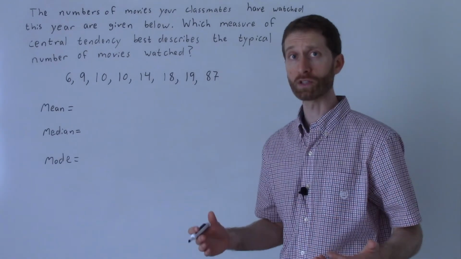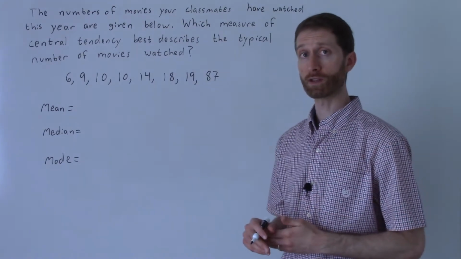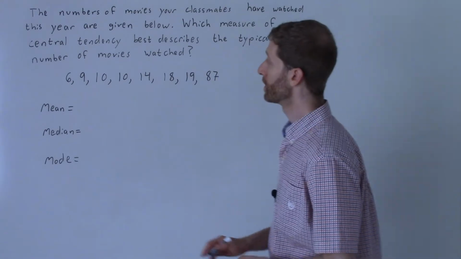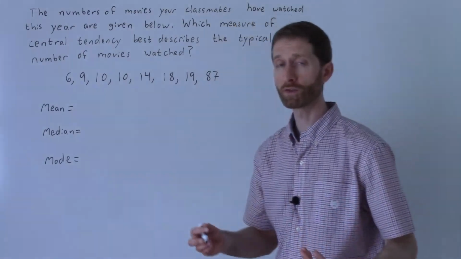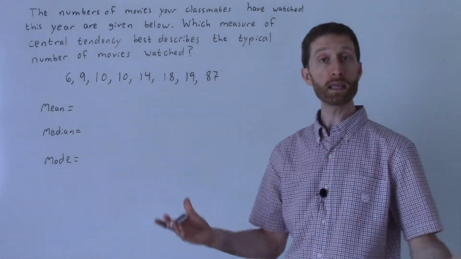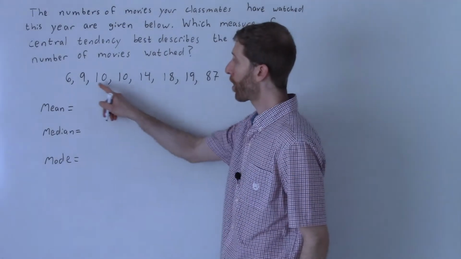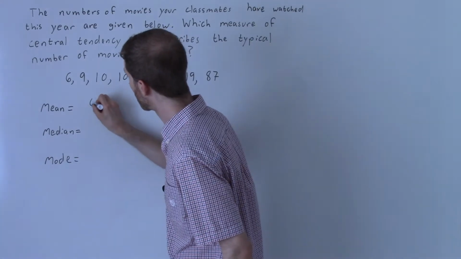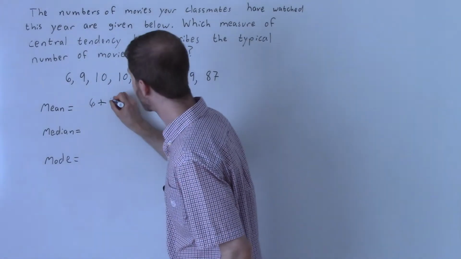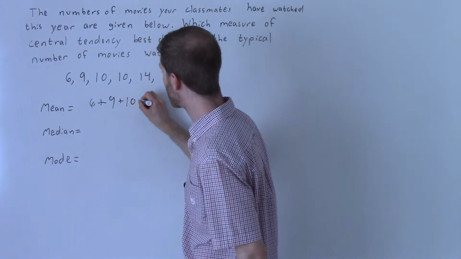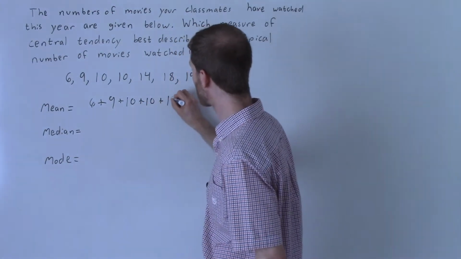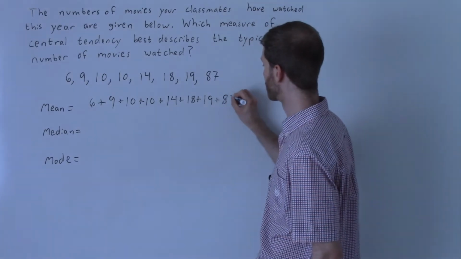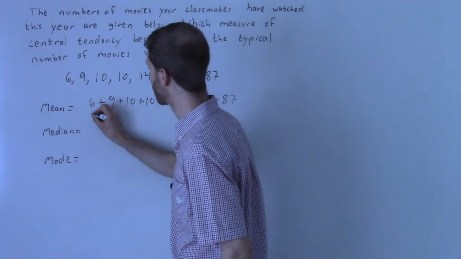So we have options as to what measures of central tendency to use. So without further ado, let's solve for those measures of central tendency. Well, the first one, and probably the most involved in terms of calculations, is the mean. So to find the mean, we're going to add up all of these numbers. So we'll do 6 plus 9 plus 10 plus 10 plus 14 plus 8, holy cow, that's a lot of numbers, plus 19 plus 87. Wow, we'll talk about that 87 in a second.